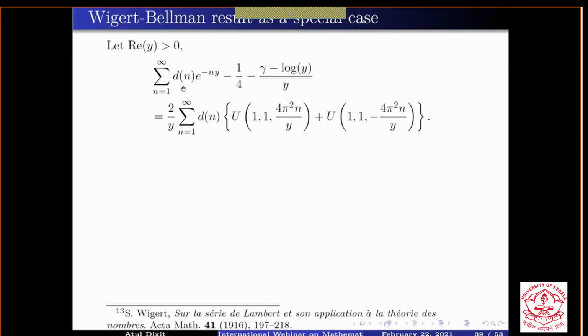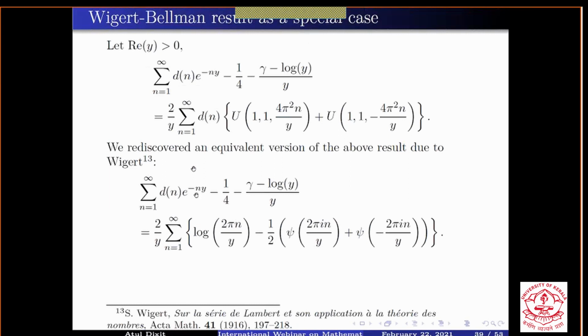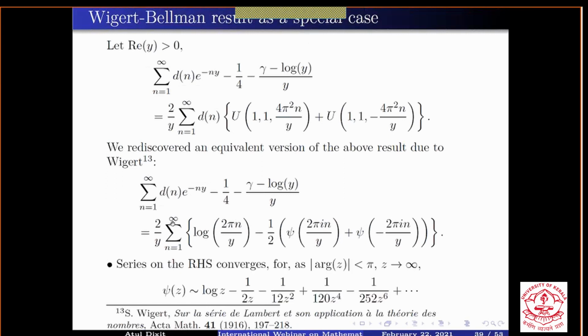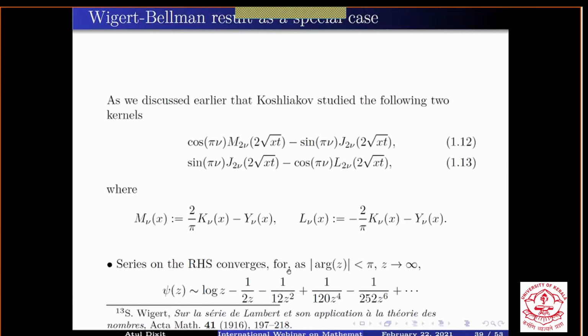This a equal to 0 case leading to d of n is something that I said. It has an equivalent form which we thought was a new one until a few days back when we found out in a paper of Wigert. So this formula is unfortunately not our result; it's already due to Wigert. But again, this is a very nice result, and Wigert gives the asymptotic expansion of this Lambert series as y tends to 0. So the series here converges because if you look at the asymptotic expansion of psi of z, you will see that this summand is big O of 1 by n square. So it's actually absolutely convergent.